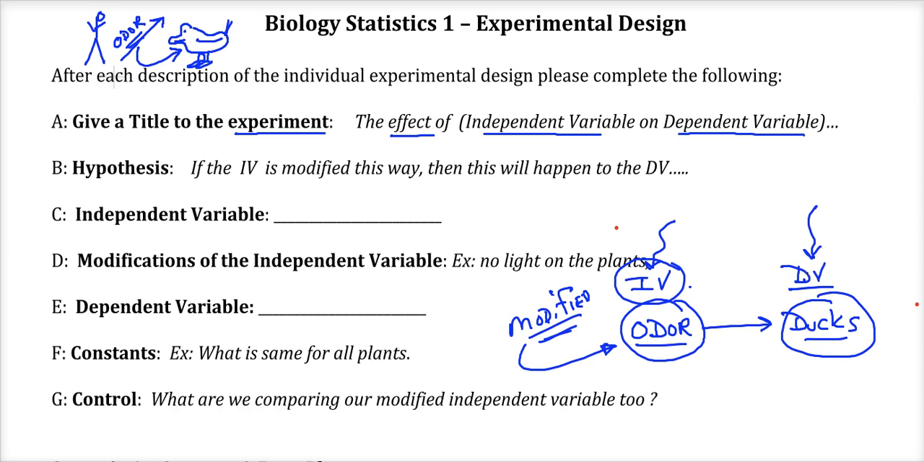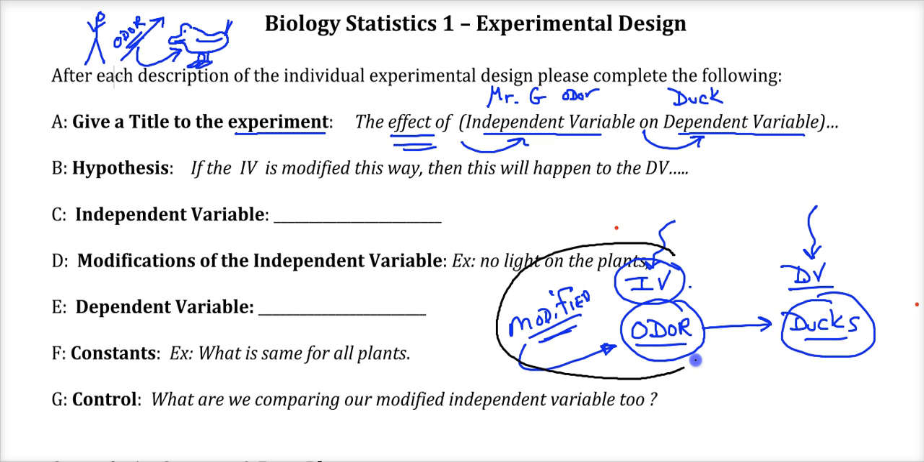For instance, the title of my experiment would be the effect of Mr. Grodsky's odor, Mr. G's odor, on duck paralysis or duck behavior. But the bottom line, the effect of the independent variable on the behavior of the ducks. The independent. Now how do I test that? Well, I'm going to change and I'm going to modify the odor. I'm going to try to get Mr.